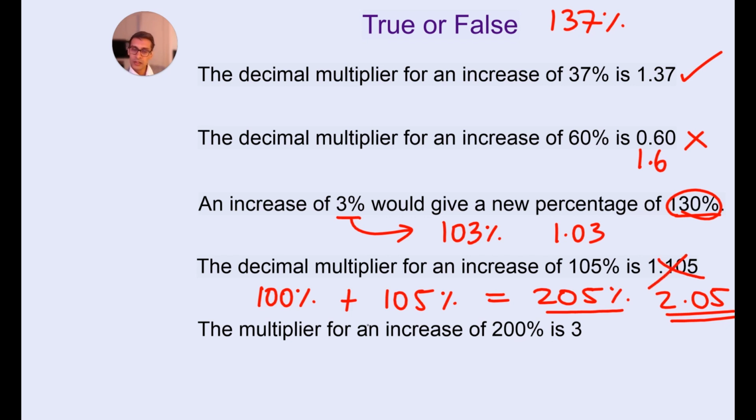And the last one, a percentage increase of 200% is 3. Well, let's see if this is true. 100% plus 200% equals 300%.